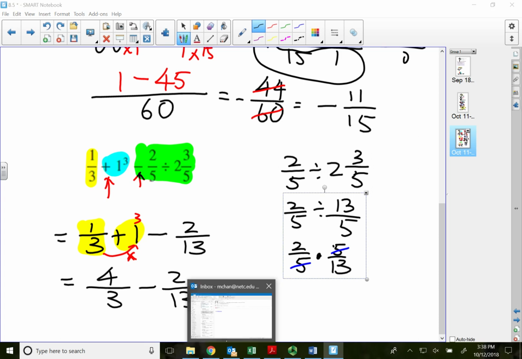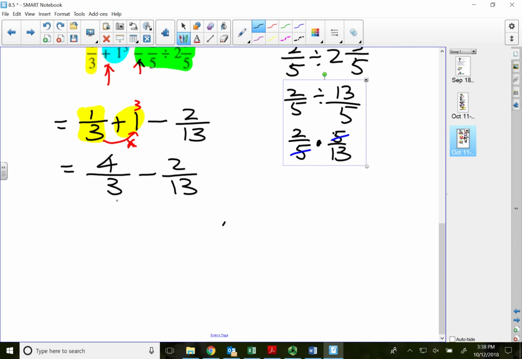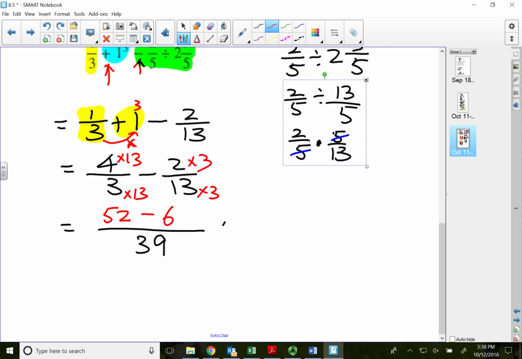So the LCD between 3 and 13 has got to be 39. So I'm just going to write it one time. 3 going to the new 39, increase by 13 times, or times by 13. 4 times 13, 4 times 3 is 12, 4 times 1 plus 1 that we carry is 5. Minus, 13 going to 39 is only 3 times, so numerator times by 3, which is 6. So my subtraction is only going to end up to be 52 minus 6, which is 46, right? 46 over 39.